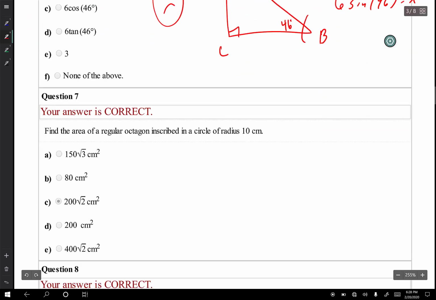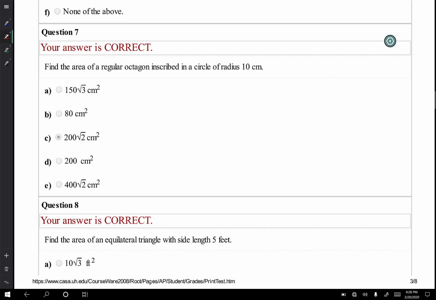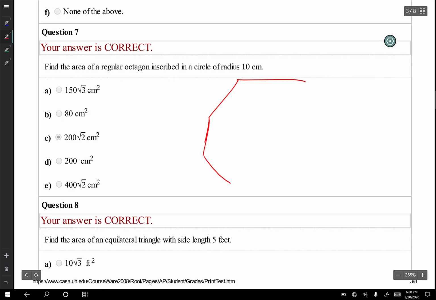So let's keep going. Find the area of a regular octagon inscribed in a circle of radius 10. These are very famous for SAT, ACT type questions. So you have a circle and you have an octagon, which means you have 8 sides. I'm going to erase the circle and do my octagon first. 1, 2, 3, 4, 5, 6, 7, 8. So there's my octagon, and here's my circle.